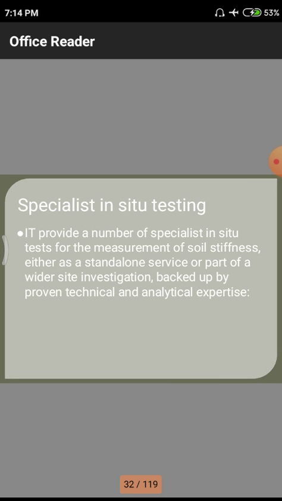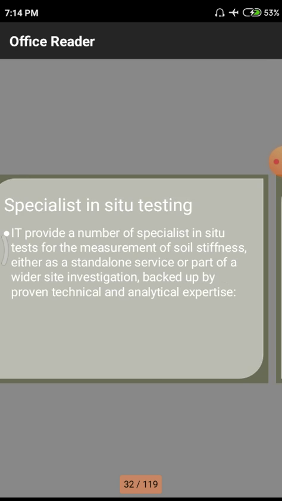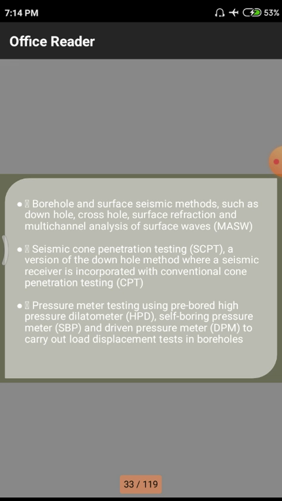Next point we are having is, first one, we need to use some experts to know the properties of the particular soil. Those things have to be noted in particular sheets, so that they can be analyzed by a group of members who have some sort of knowledge of these geotechnical parameters. And the second point mainly we are having is the borehole and surface seismic methods, such as downhole, crosshole, surface reflection, refraction, and multi-channel analysis of surface waves.